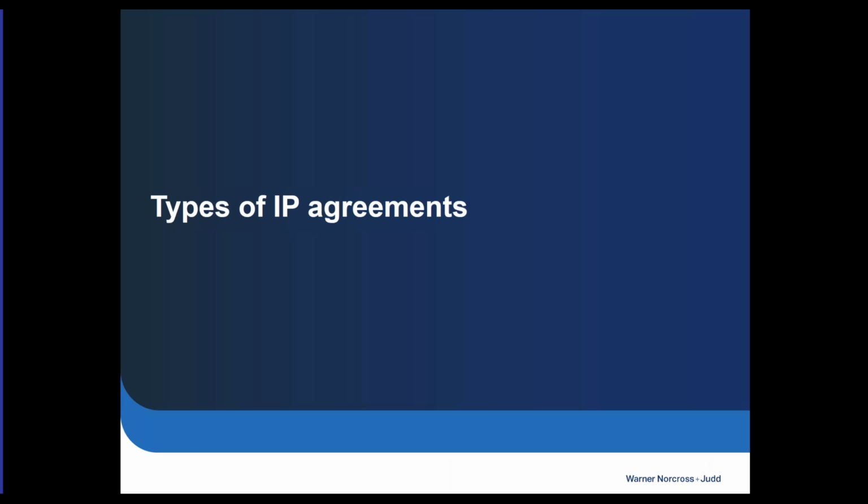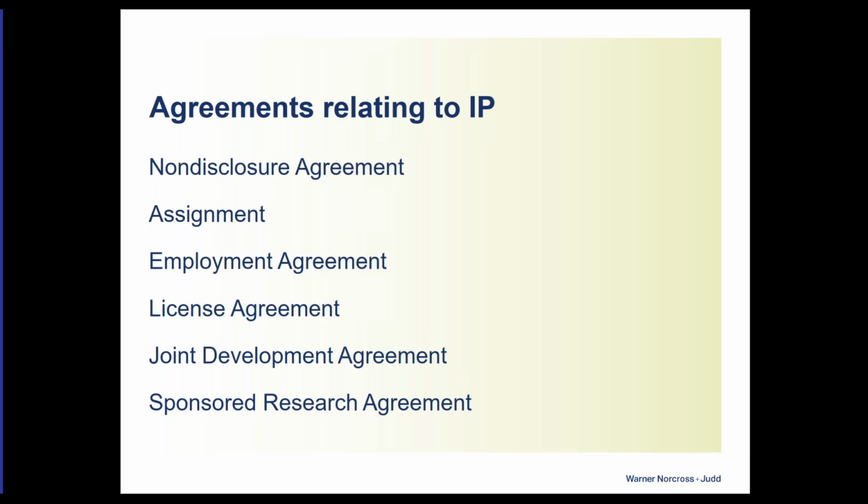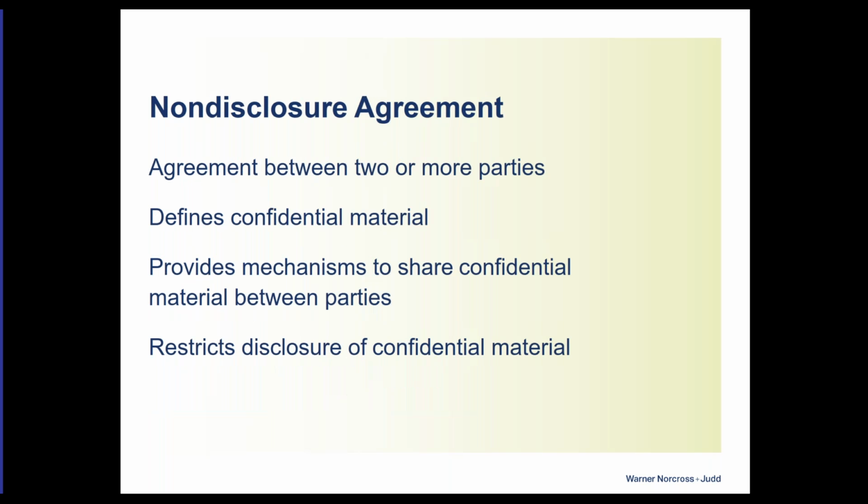Now, moving on, we can go to the types of IP agreements that you might likely see. While this list is not exhaustive, several include non-disclosure agreements, assignments, employment agreements, license agreements, joint development agreements, and sponsored research agreements. Go into each of these in detail.